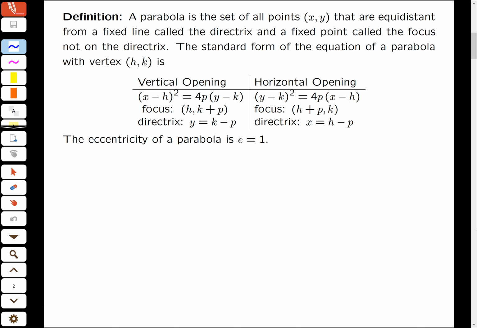The eccentricity of a parabola is defined to be 1. Eccentricity just tells you how bent your parabola is. In this case, parabolas are always defined to have an eccentricity of 1. Ellipses and hyperbolas have different eccentricities.